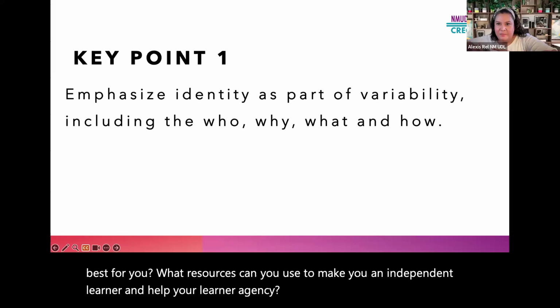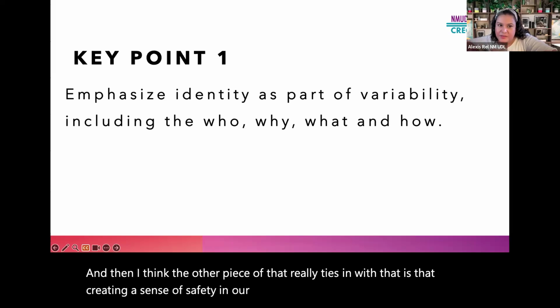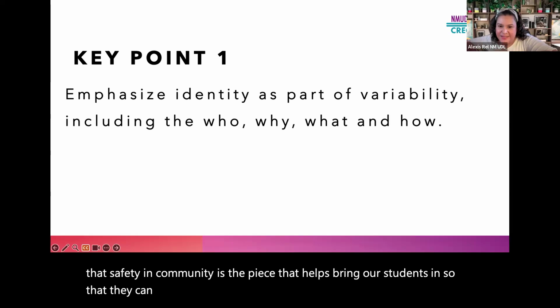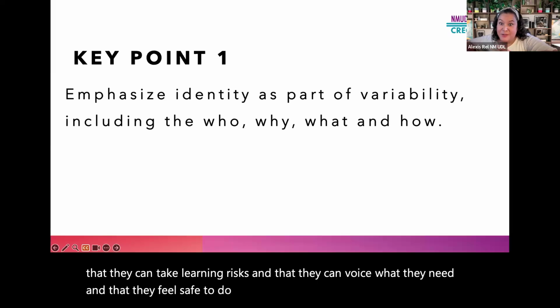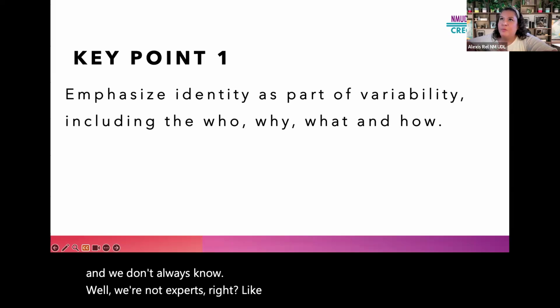And then I think the other piece of that that really ties in with that is creating a sense of safety in our communities and our classrooms, because that safety and community is the piece that helps bring our students in so that they can take learning risks and that they can voice what they need, and that they feel safe to do that, because learning is a risk and it's scary and we don't always know. Well, we're not experts, right? We're there to learn.